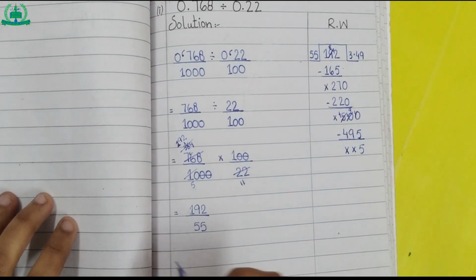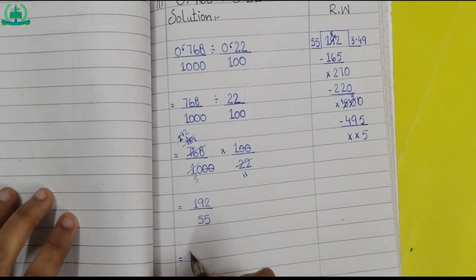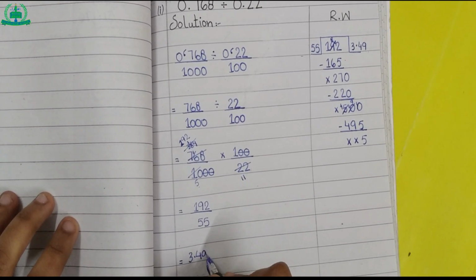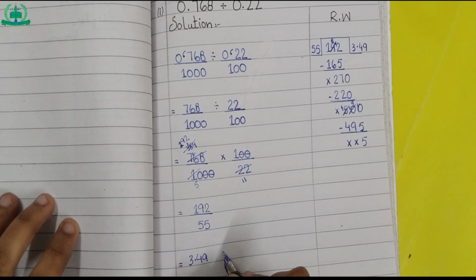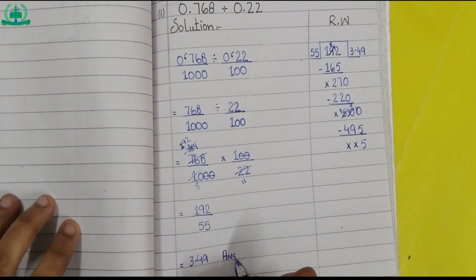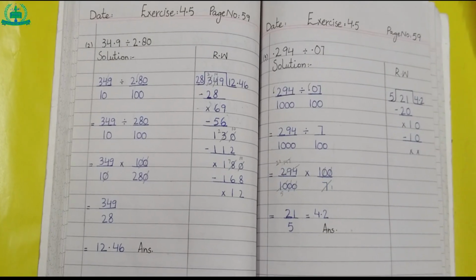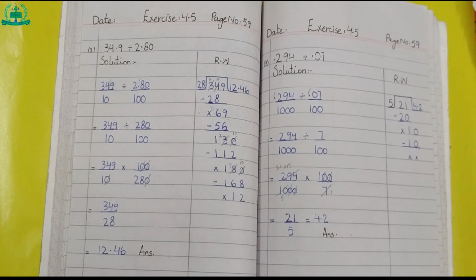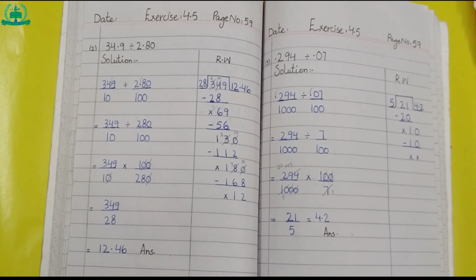3.49 is equal to 3.49. This is the answer of question number 1. I have explained you part number 1. Now you will do part number 2 and 3.